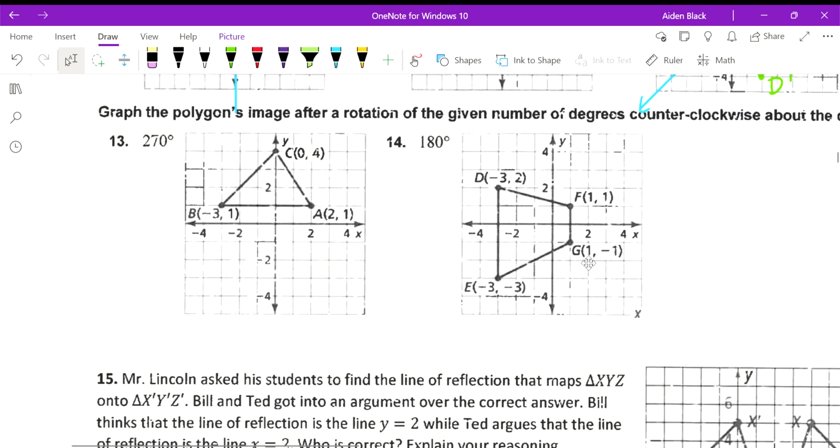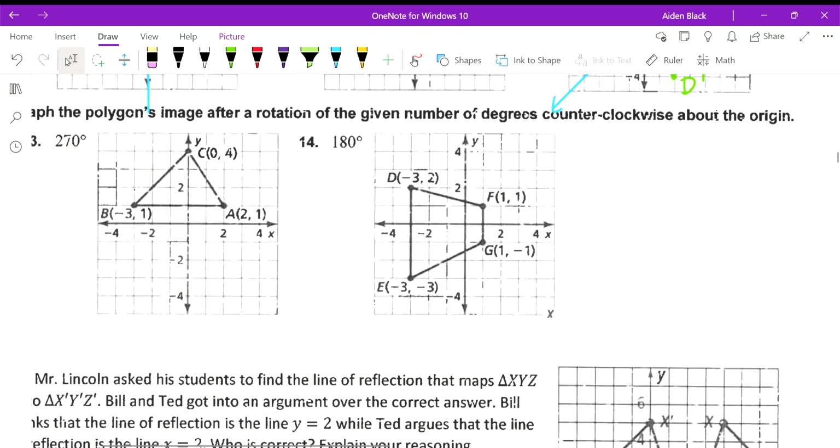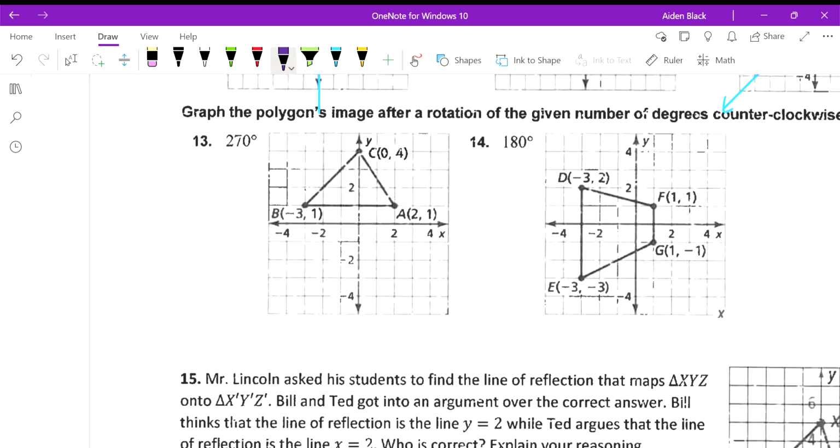Okay, we're on question 13 and 14. It says graph the polygon's image after a rotation of the given number of degrees counterclockwise about the origin. So if you want to write these down on your note card, that would be a good idea.